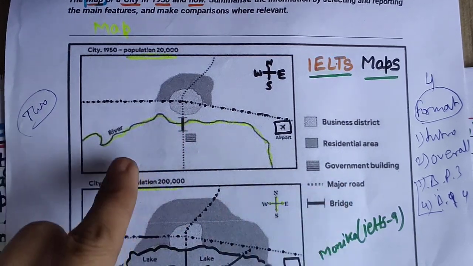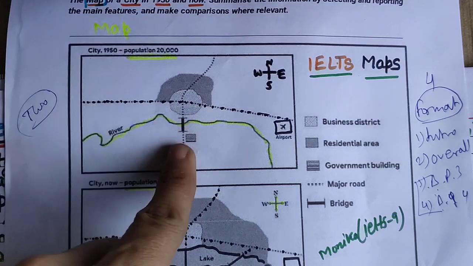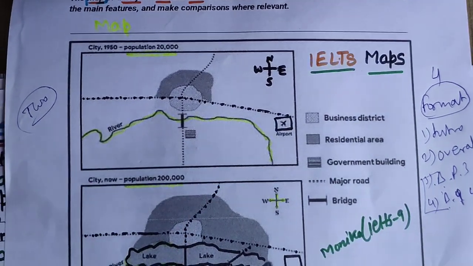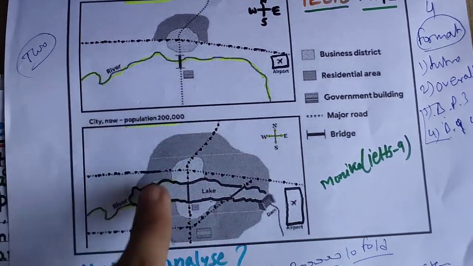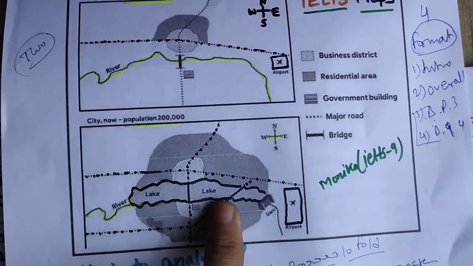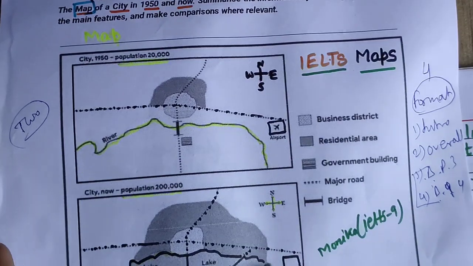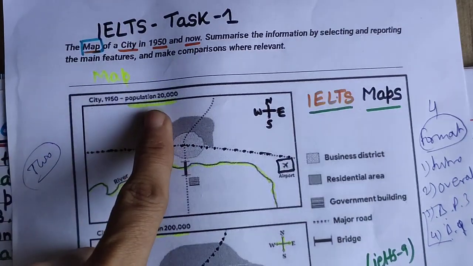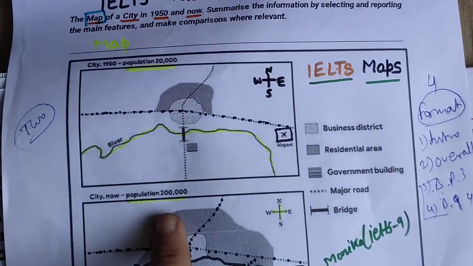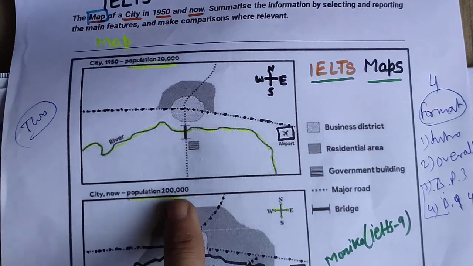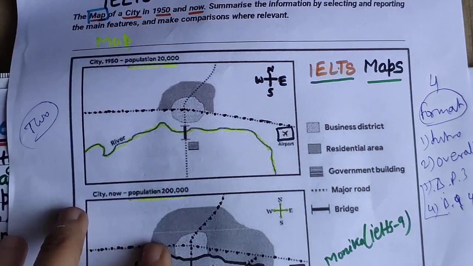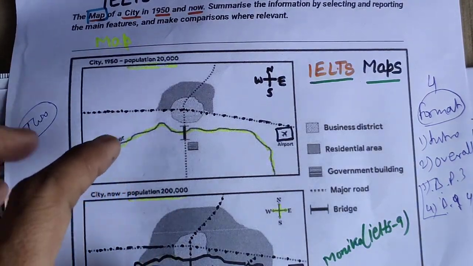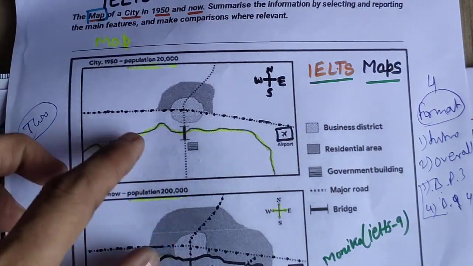Pick this road. Earlier these kinds of roads were there. Now a new road has been introduced. You can see this. Pick the bridge. Earlier only one bridge was there. Now 2 bridges are there. So you pick the things and explain them. Like population also. 20,000 population was there and the population has increased tenfold. So you can use the second type of method like that. Compare, pick the things and compare the things in both the maps.